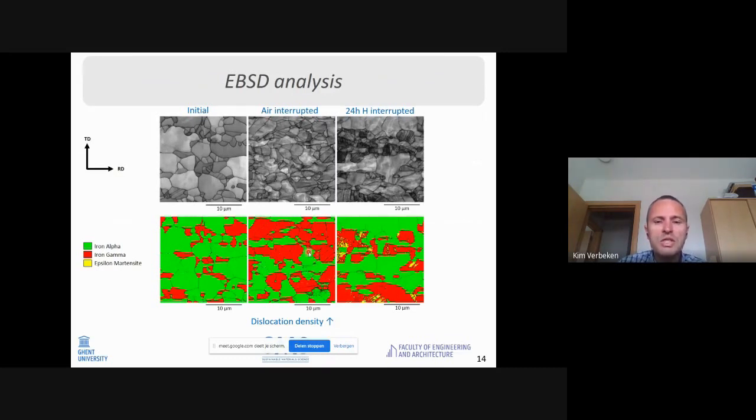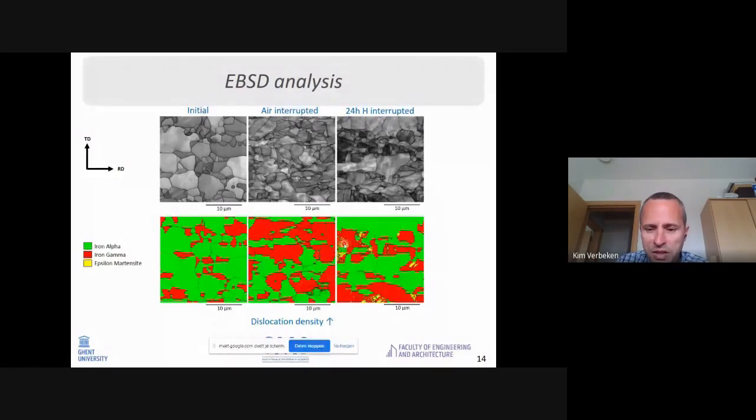So here you see the same two pictures on the left, the image quality and the phase map for the initial and the air interrupted. Then you have the 24 hours hydrogen charged interrupted tensile test. And you can clearly see in the red zones that the yellow color appears very clearly. Apart from the fact that the band contrast again decreased and dislocation density increased, you see very clearly in the austenite that some epsilon martensite is formed.